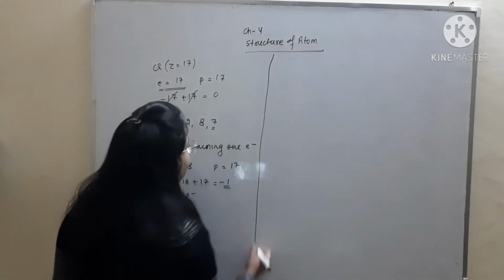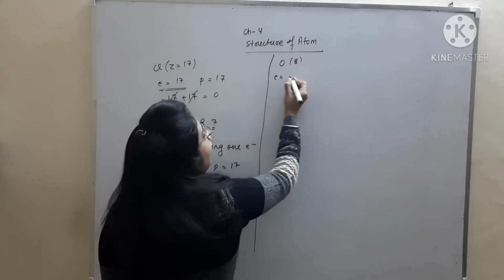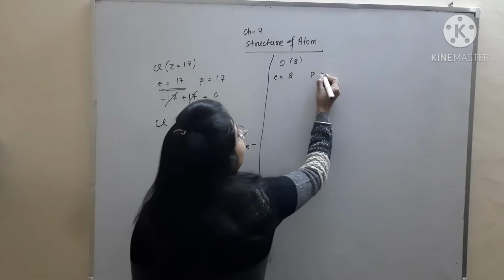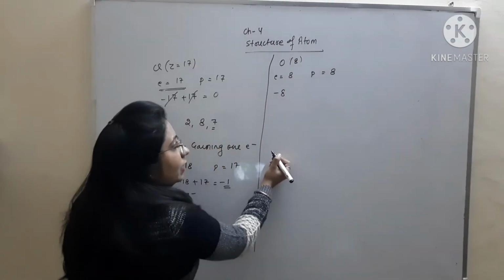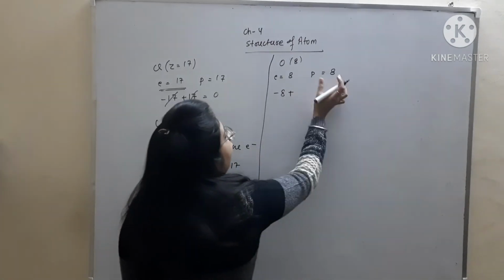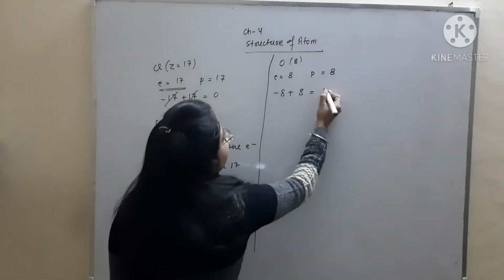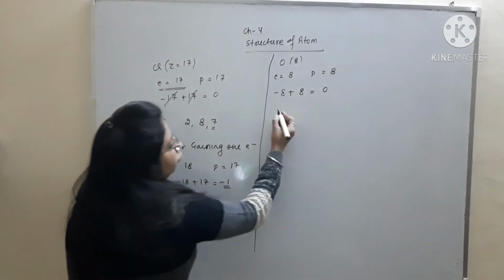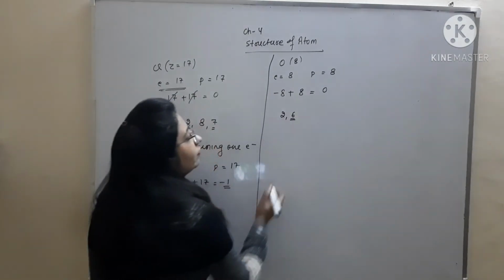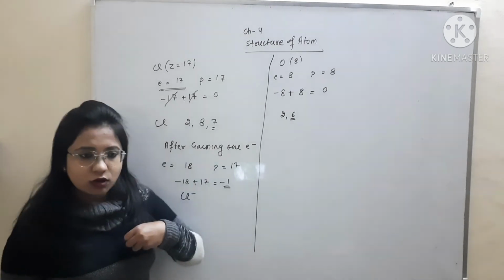Similarly, if we take the example of oxygen, oxygen has atomic number 8. That means it has 8 electrons and 8 protons. Because of 8 electrons, it will have -8 units of charge, and because of 8 protons, it will have +8 units of charge, making the net charge 0. But its electronic configuration is 2, 6. In order to attain stability, it has to gain 2 electrons.